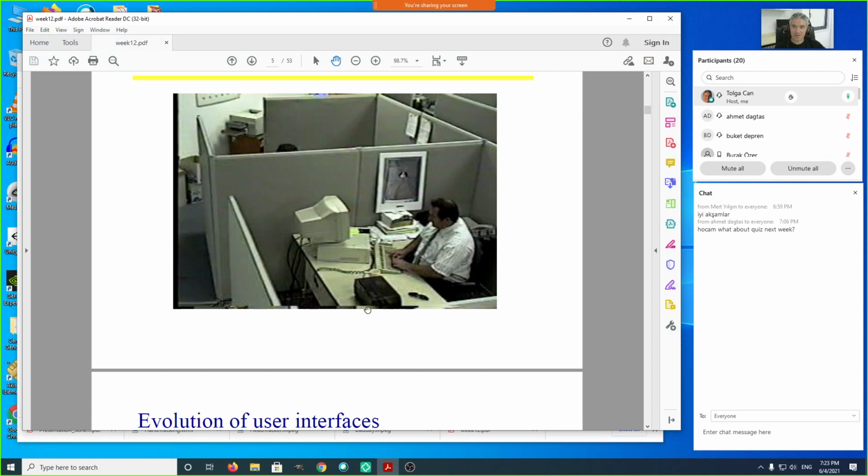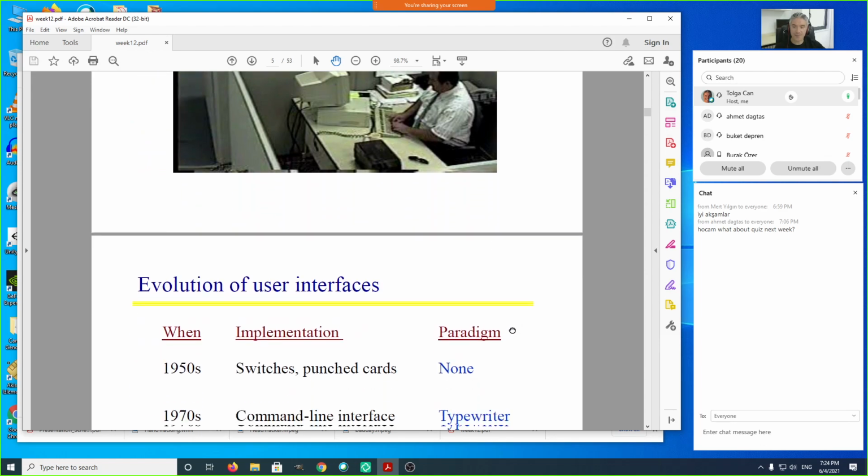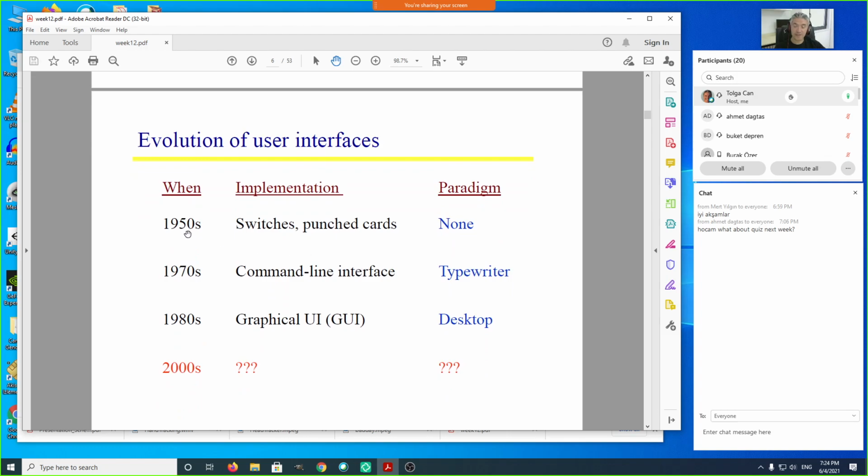Let's get back to the slides. So the curse of delta may cause frustrations like this. That was the purpose of this slide. If you look at the evolution of user interfaces, in the 1950s it was nothing basically. We had switches, punch cards. There were no personal computers back then. Even in the 1970s, it was just a server in which you could interact with a command line interface. That was the typewriter paradigm.